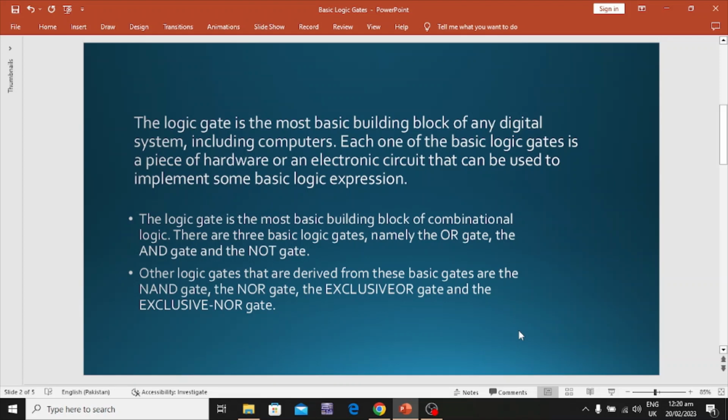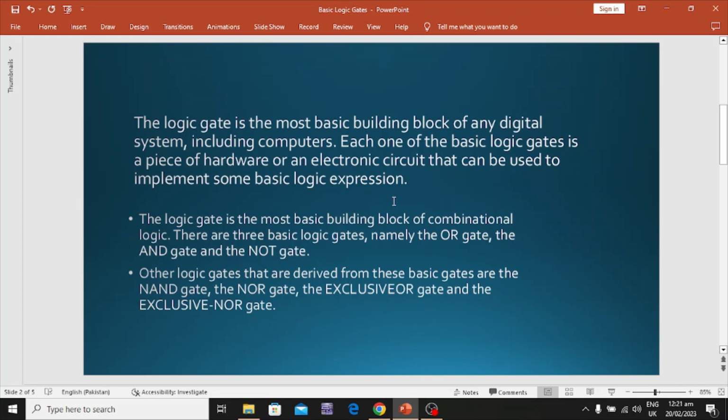The logic gate is the most basic building block of any digital system including computers. Each one of the basic logic gates is a piece of hardware or an electronic circuit that can be used to implement some basic logic expression. What does that mean? A logic gate is the basic or primary unit of any digital system that we use in our computers or in other hardware. So the logic gate is a hardware or an electronic circuit that we use to perform a function.